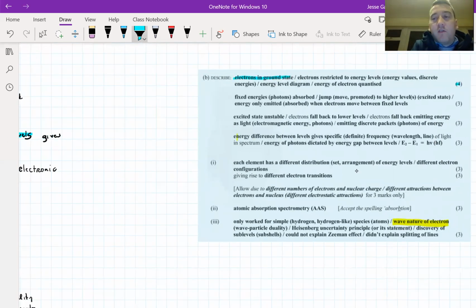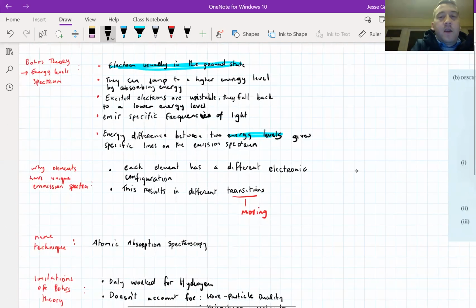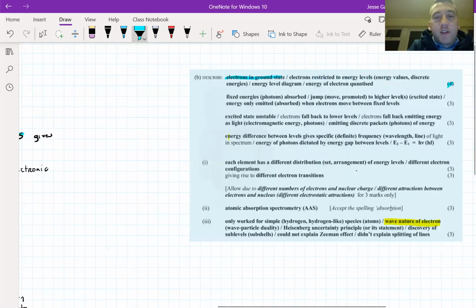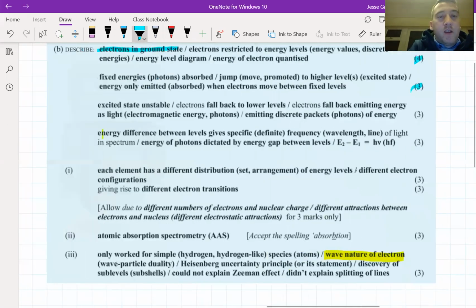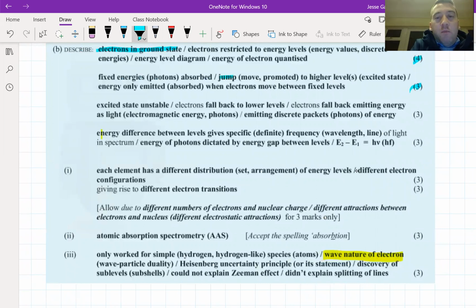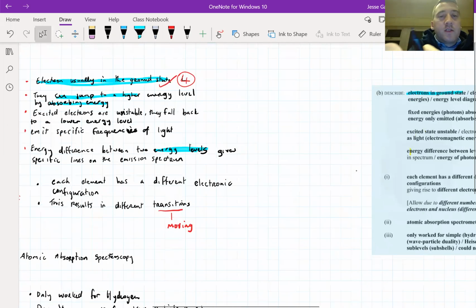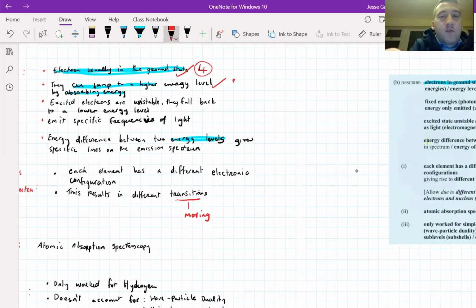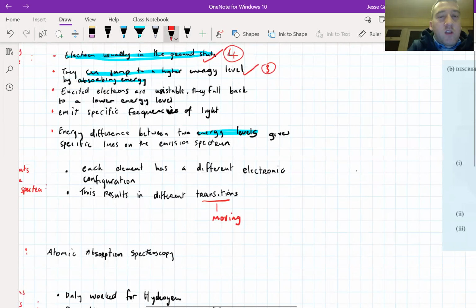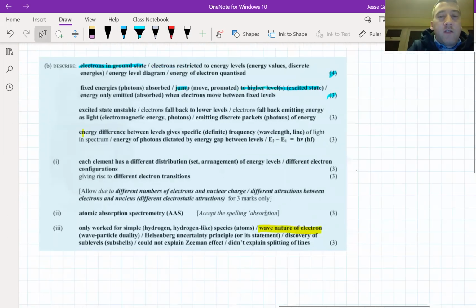So this is the first 4 marks. Okay, so that's a 4 here. We're getting 4 marks for that. That's correct. Then we've said they can jump to a higher energy level by absorbing energy. Let's see, is that point in the second 3 marks here? Fixed energies, they can jump to a higher energy level or an excited state. Good. So there's the second 3 marks. The next one, excited electrons are unstable. They fall back to a lower energy level.